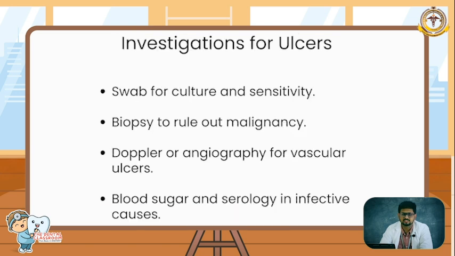And what investigations are required for an ulcer? So the first investigation is swab culture and wound sensitivity test, and biopsy is required if you are suspecting any kind of malignancy. Doppler or angiography of the vascular ulcers will also be helpful to rule out any vascular abnormality. Similarly, we have to rule out blood sugar levels and serology in the infective causes.